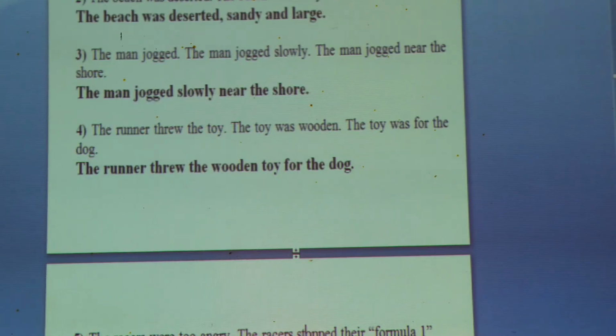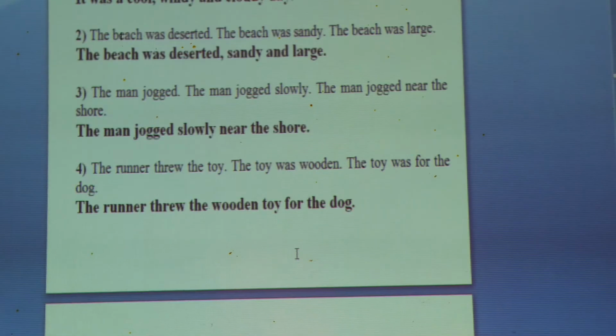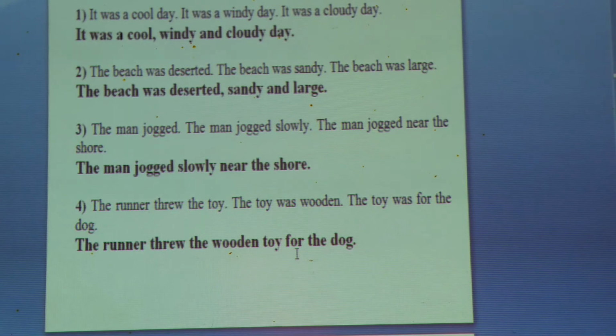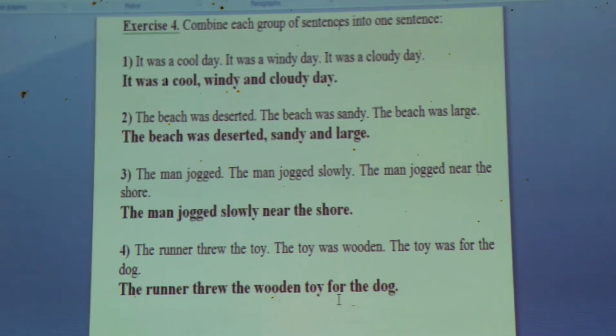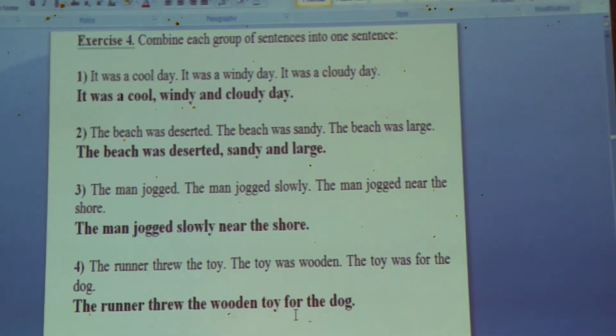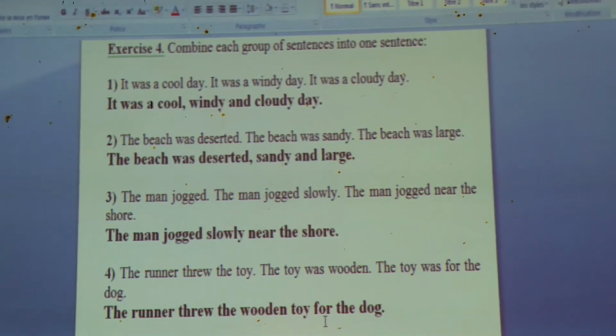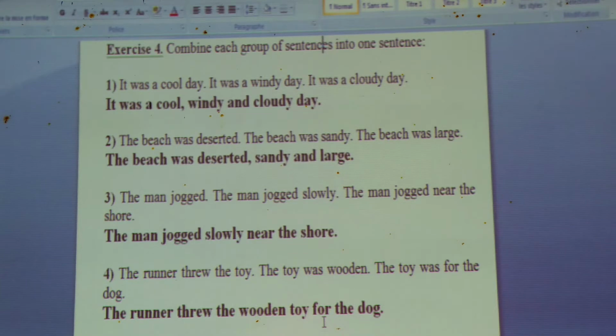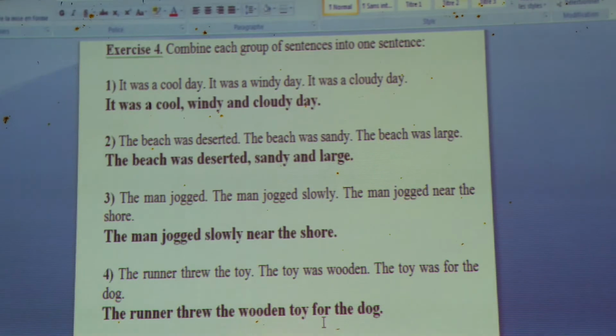Combine each group of sentences into one. It was a cool day. It was a windy day. It was a cloudy day. This is really, really awkward. The best way to write this sentence is: it was a cool, windy, and cloudy day. The same thing for number 2. The beach was deserted, sandy, and large.